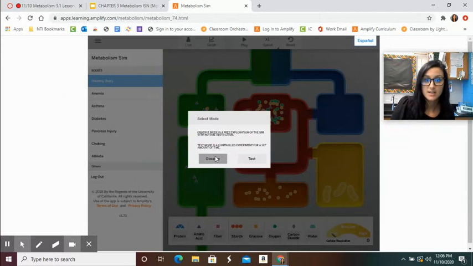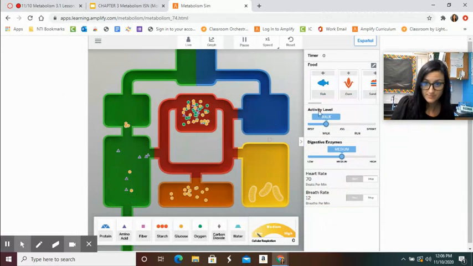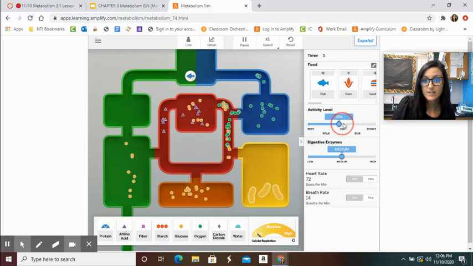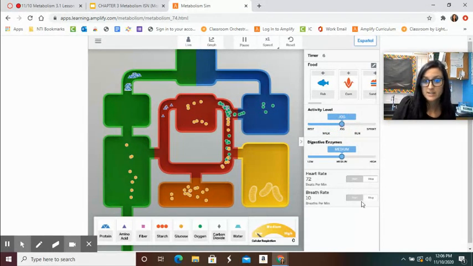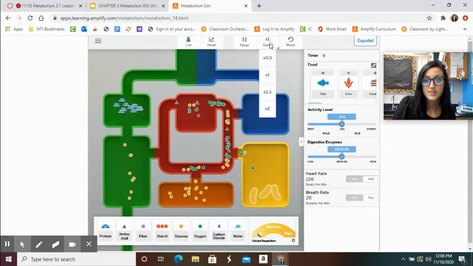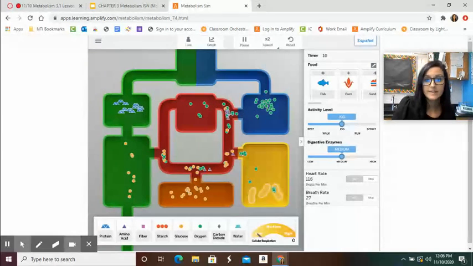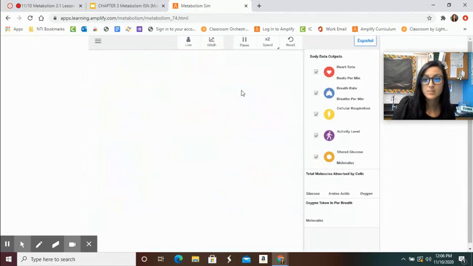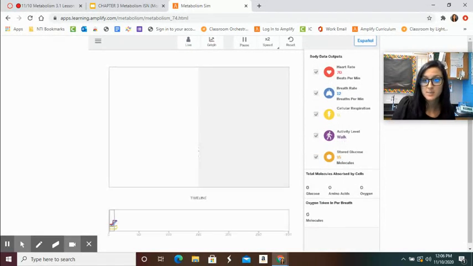So let me show you. So we're going to observe, and like I said, we are going to feed it 1 fish, and we are going to take our activity level to jog, and the breath is on, and I'm actually going to speed it up so that it goes faster. And then, like I said, I'm going to watch it in graph view because what I'm measuring is when the person stops jogging.